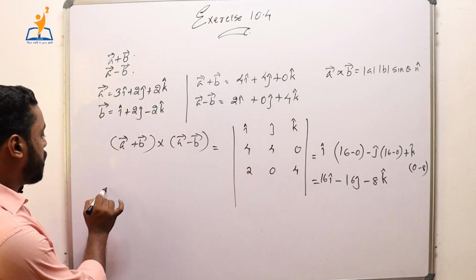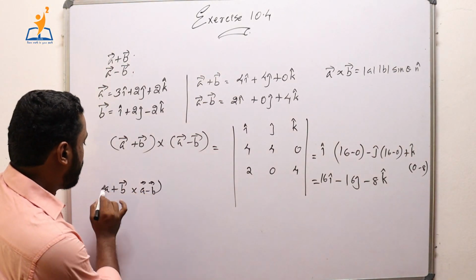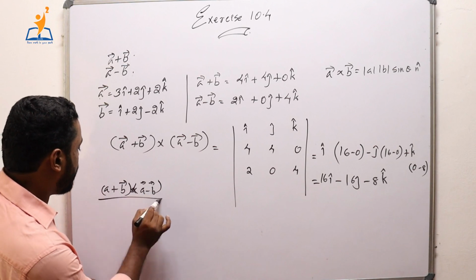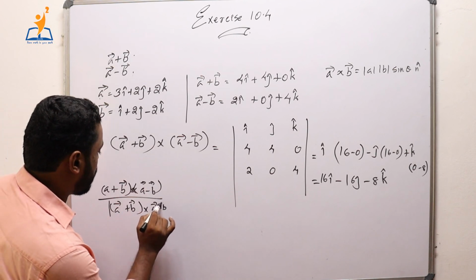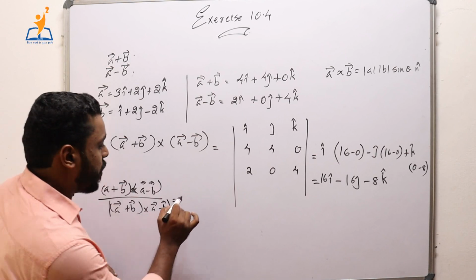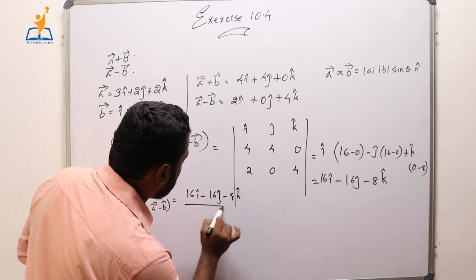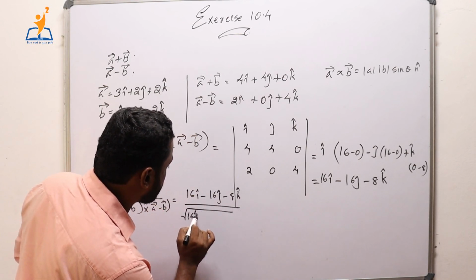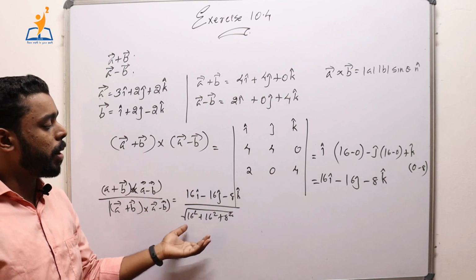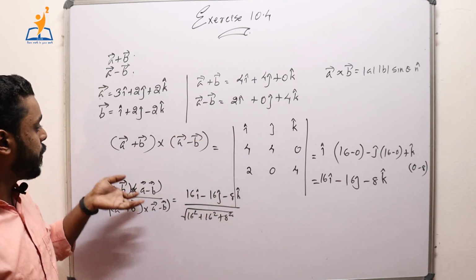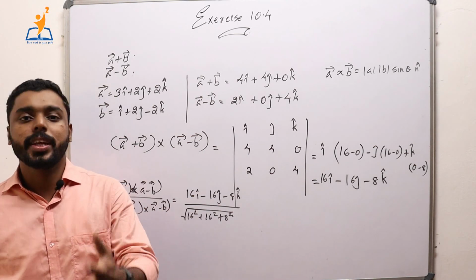So we shall name a plus b cross a minus b divided by modulus of this a plus b cross a minus b. It is equal to, we have 16 i cap minus 16 j cap minus 8 k cap divided by square root of 16 square plus 16 square plus 8 square, right? So it is enough to compute this value to get the unit vector in the direction of these two vectors. So I hope you understood this problem very clearly. Now we shall move to the next problem.